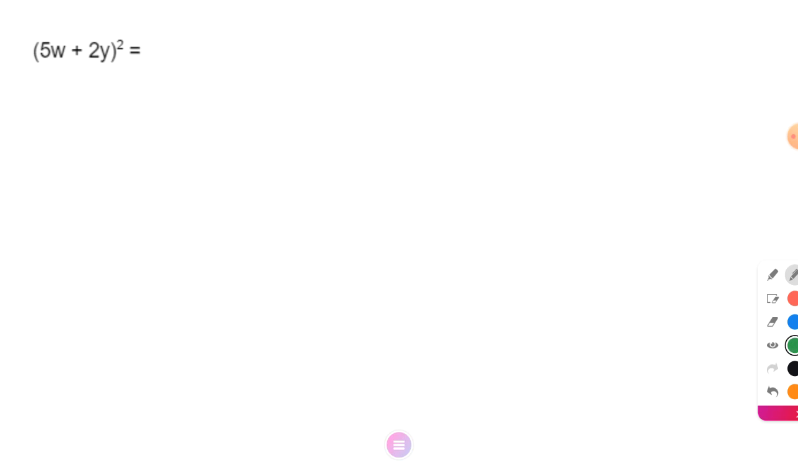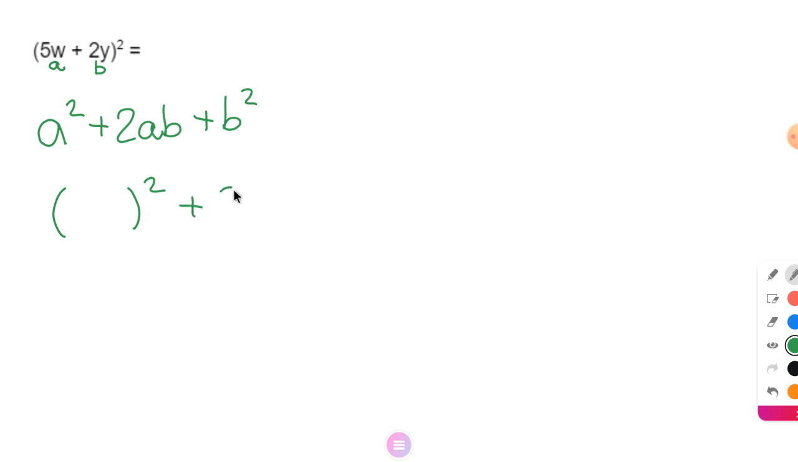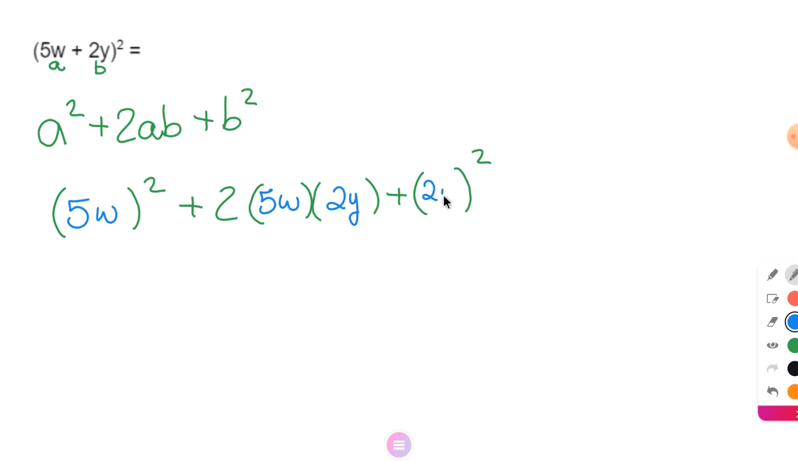All right, second one. Ooh, this looks like the sum of binomials. So a squared plus 2ab plus b squared. My a is 5w, my b is 2y. Okay, so a is 5w, so a squared plus 2 times a, 5w, b, 2y, plus b squared, so 2y squared.